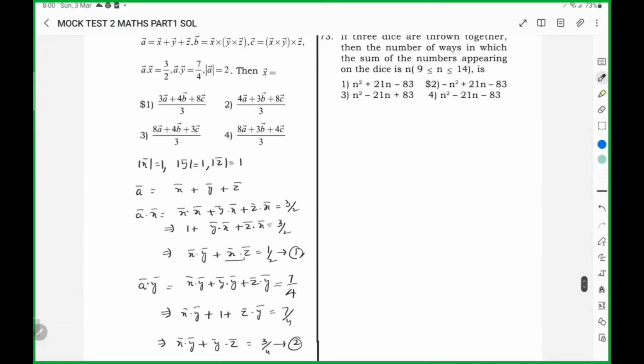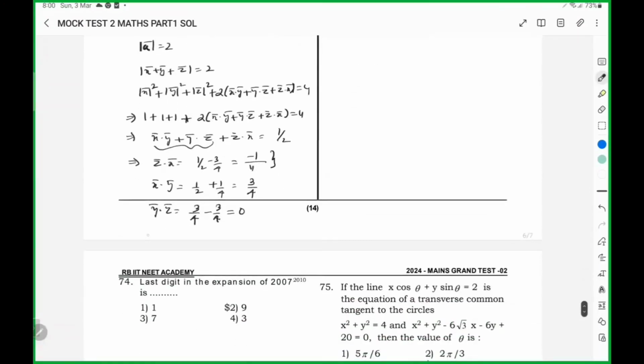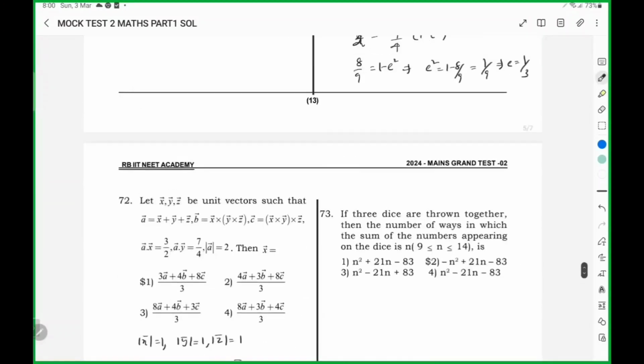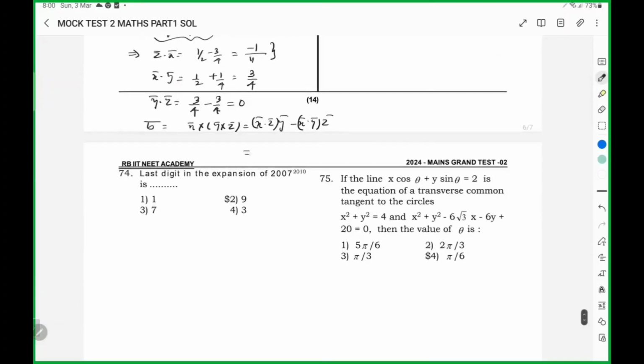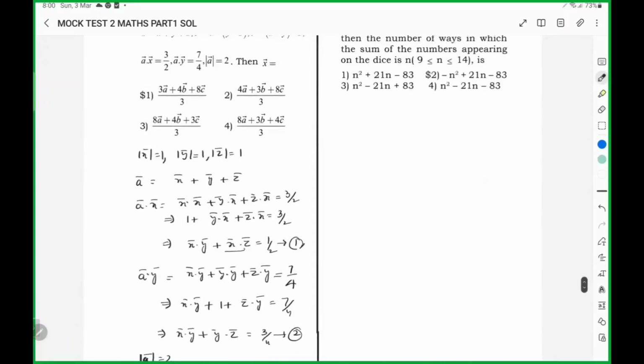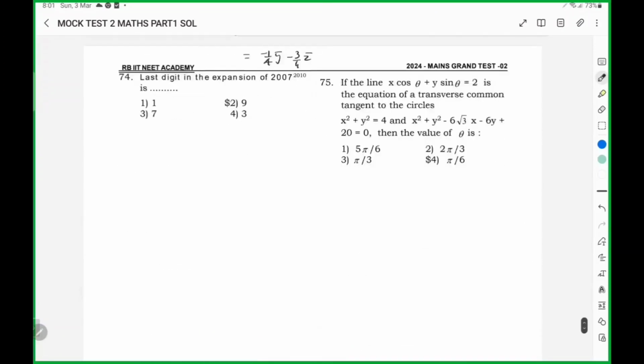Now, in B̄, it is given as x̄ cross (ȳ cross z̄), which is (x·z)y minus (x·y)z. So x·z is minus 1/4 ȳ, x·y is minus 3/4 z̄. So he is asking x̄. Okay.